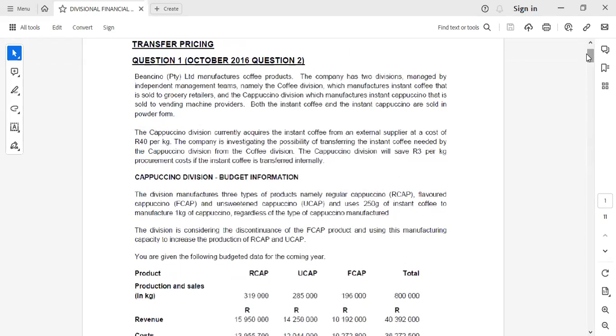We have here Biancino Private Limited, which manufactures coffee products. The company has two divisions managed by independent management teams, namely the coffee division, which manufactures instant coffee that is sold to grocery retailers, and the cappuccino division, which manufactures instant cappuccino that is sold to vending machine providers. Both are sold in powder form. The cappuccino division currently acquires the instant coffee from an external supplier at a cost of 40 Rand per kg. The company is investigating transferring the instant coffee needed by the cappuccino division from the coffee division. The cappuccino division will save 3 Rand per kg procurement costs if the instant coffee is transferred internally.